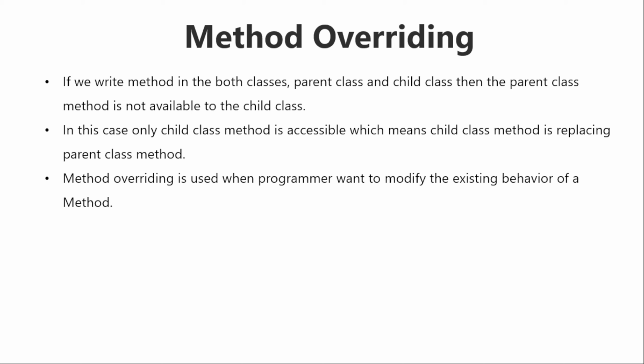So for example, if you have two classes where you are writing methods in both the classes, then a parent class method won't be available for the child class. In this case, only the child class method will be accessible, which means the child class method is replacing the parent class method. So method overriding is used when a programmer wants to modify the existing behavior of the method. This is the explanation of method overriding.